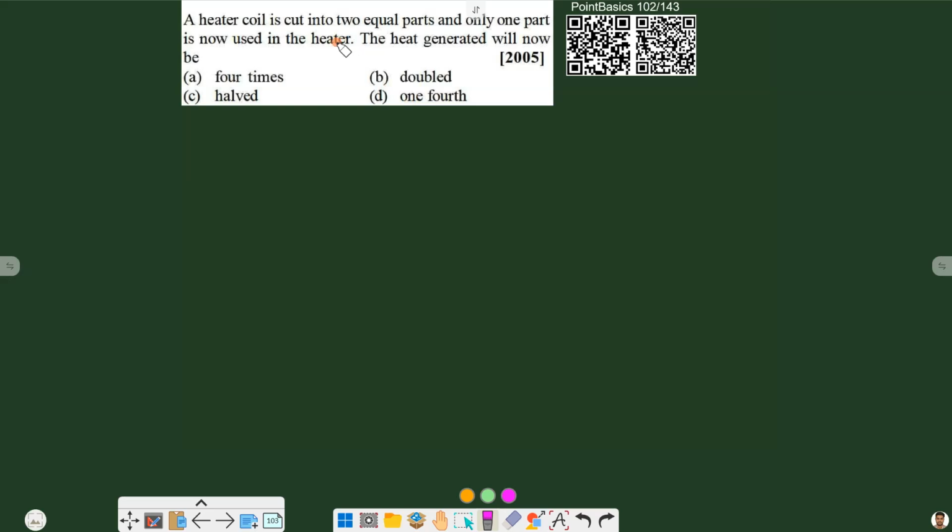Now in this question, we only know that the coil is cut into two parts, but we don't have any idea regarding the potential. Assume this is our first, initial coil, and it was connected to a battery source of potential V. Now, when we cut it into half, we assume that the battery source stays the same. So its initial resistance was, we can say, R, and the final resistance is R dash.